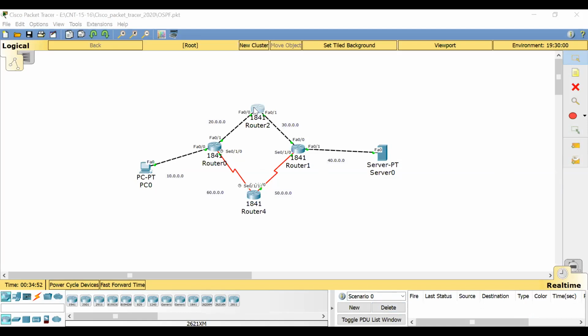Just click on any router, then enable, then the show IP route command. So here you can see the routing table of that topology. Two networks are directly connected. C stands for directly connected. If you observe the topology, networks 20 and 30 are directly connected to router 2, right?